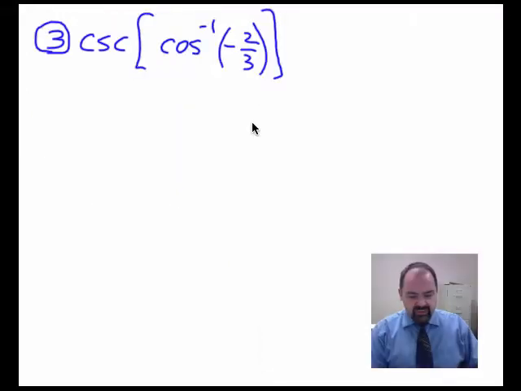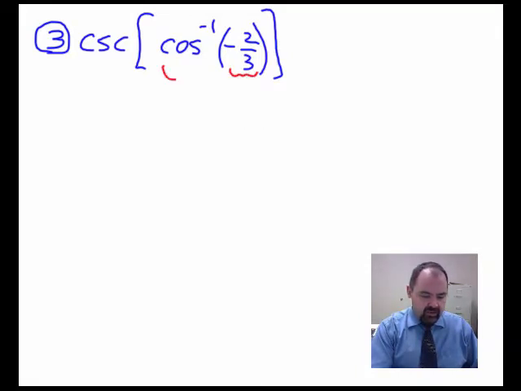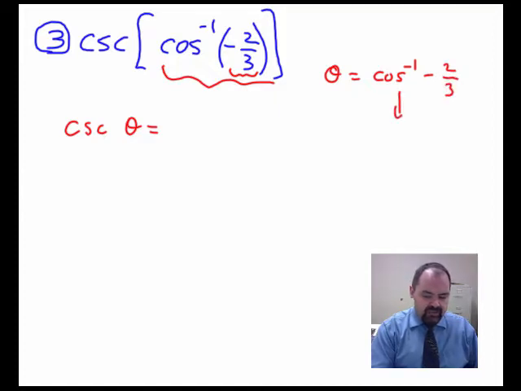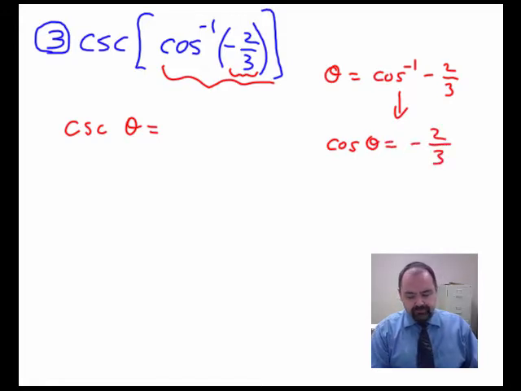I want to evaluate this expression exactly. So again, just to analyze it, this would be a ratio. This would be an angle. So basically this question is to calculate the cosecant of the angle, which is represented by this expression. And this is equivalent to writing that the cosine of theta is negative 2 over 3.